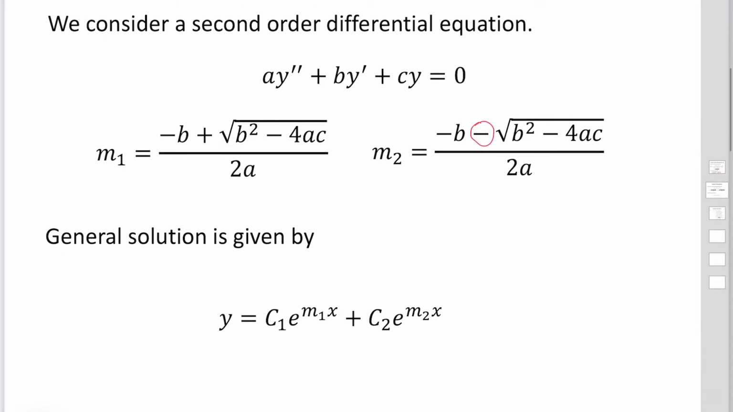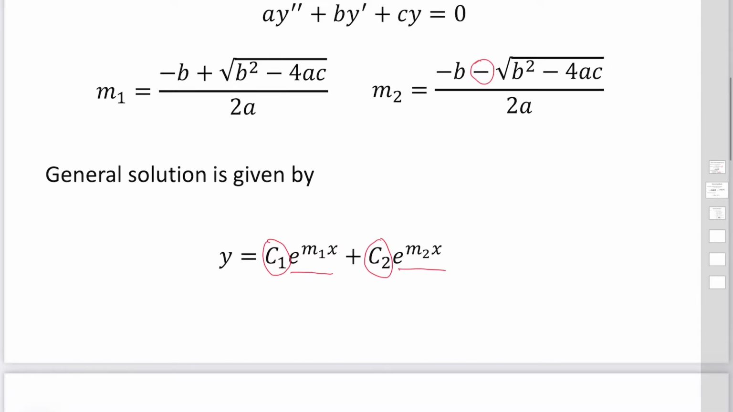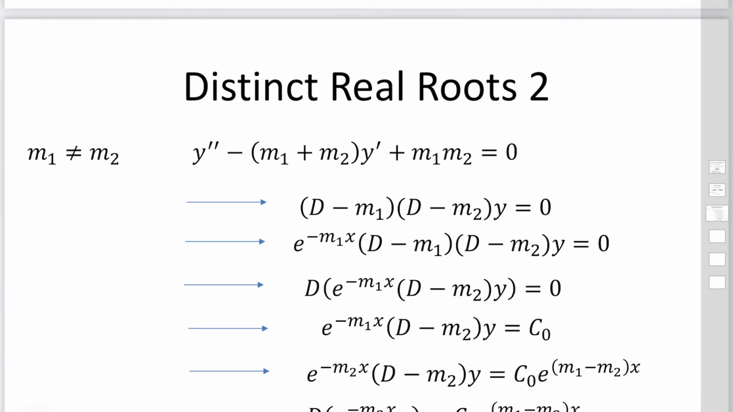In this case, the general solution is given by the sum of the two solutions, e^(m1 x) and e^(m2 x), with constant quantities c sub 1 and c sub 2. So the general solution is expressed as y equals c1 e^(m1 x) plus c2 e^(m2 x). c1 and c2 correspond to the integration constants. I'd like to show you a different method to find the general solution.